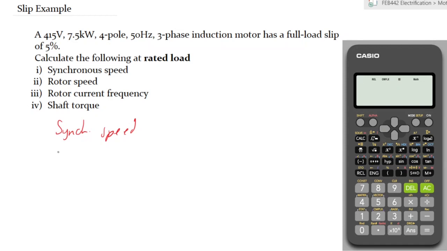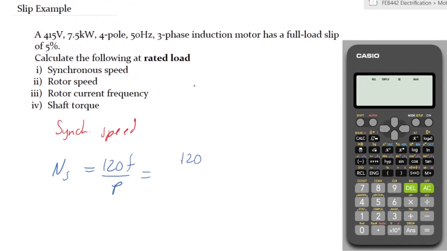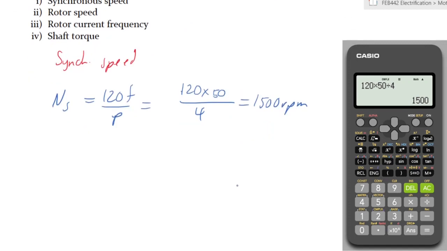So now the synchronous speed we've already talked about. We've said synchronous speed is given by ns, which is 120 F over P. In this case, we've been told the frequency is 50 Hertz. Number of poles is 4. So it's 120 times 50 divided by 4. So it is 1500 RPM, right? That's your synchronous speed.